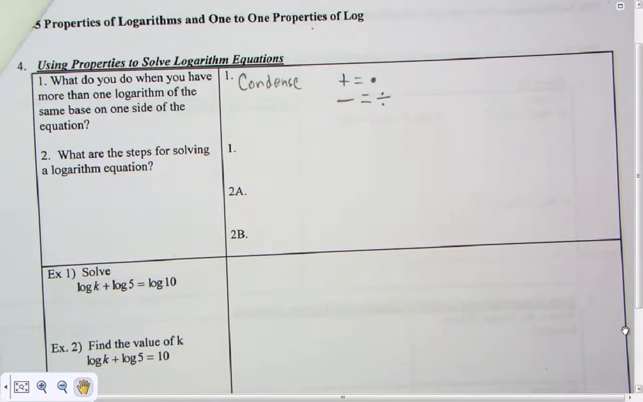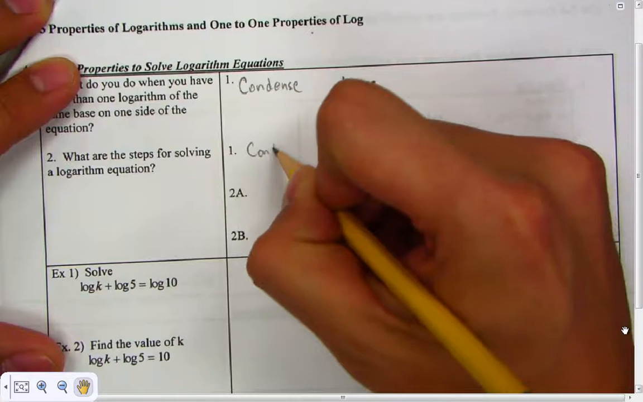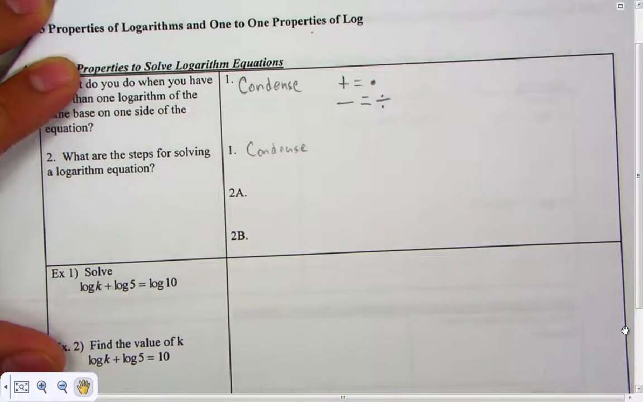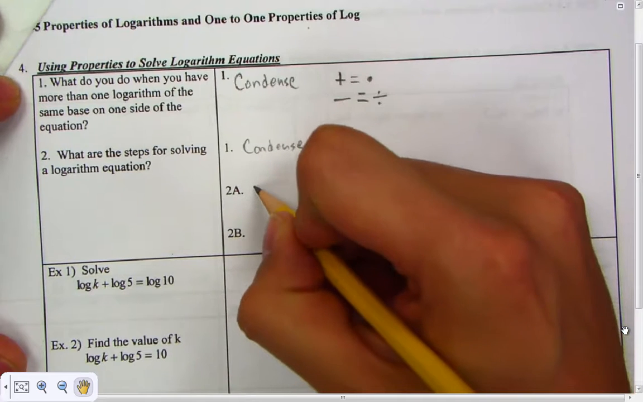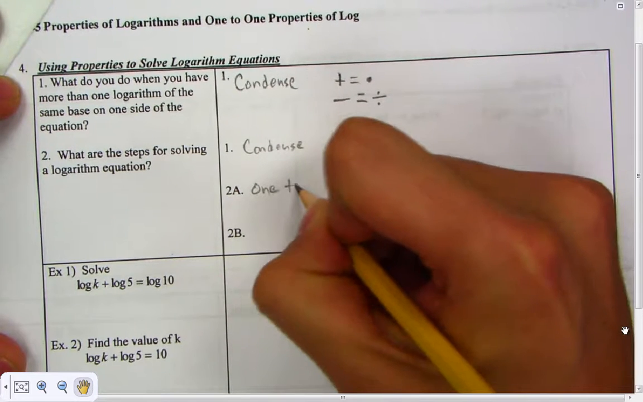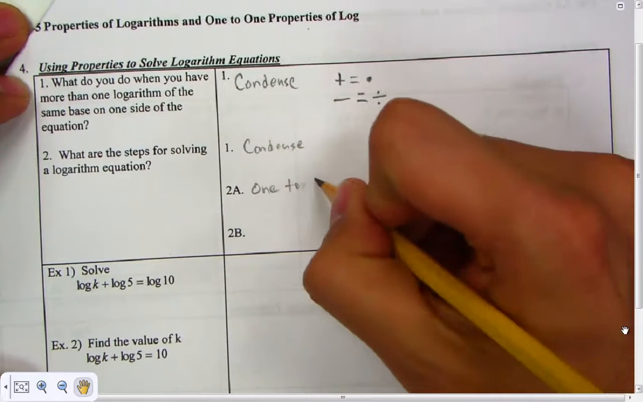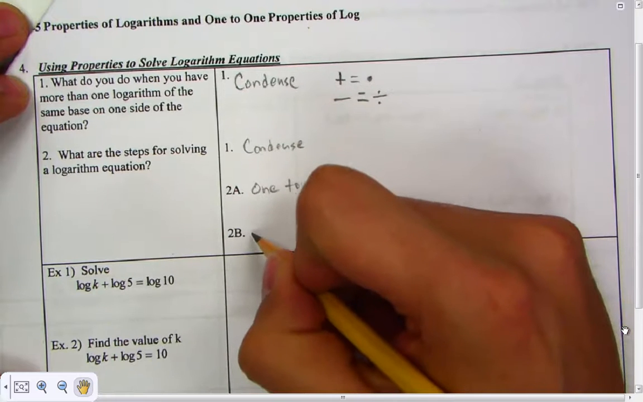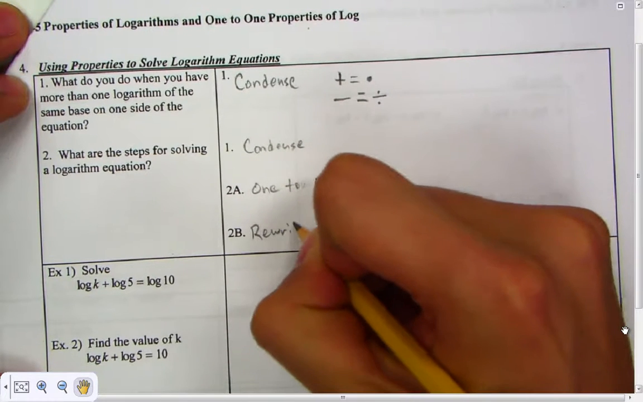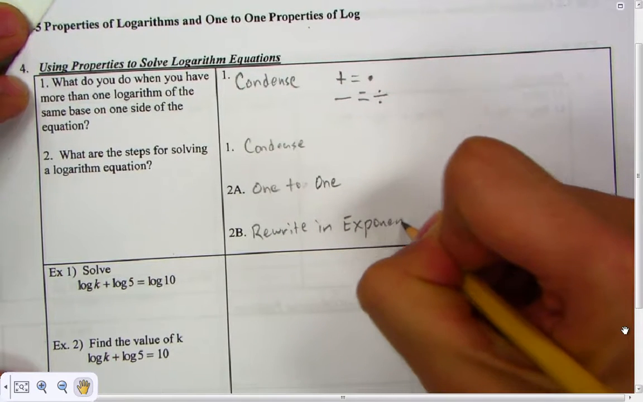Question number 2. What are the steps for solving a logarithm equation? The first step is to condense. The second step is to check if it's 1 to 1. That means that there's a log on both sides, you can cross it out. Or you have to rewrite it in exponential form.